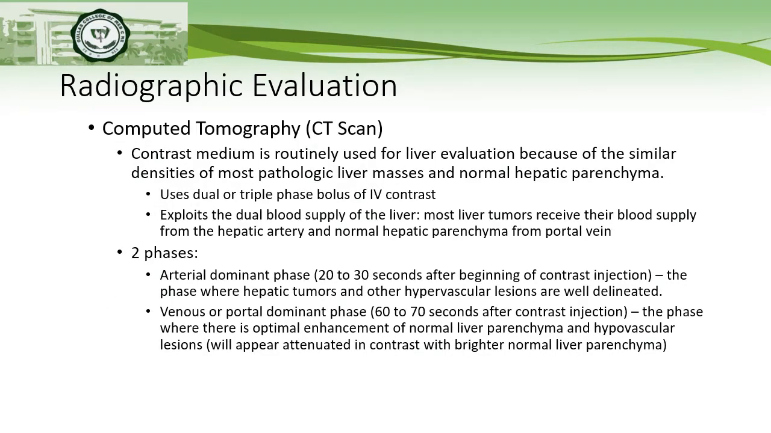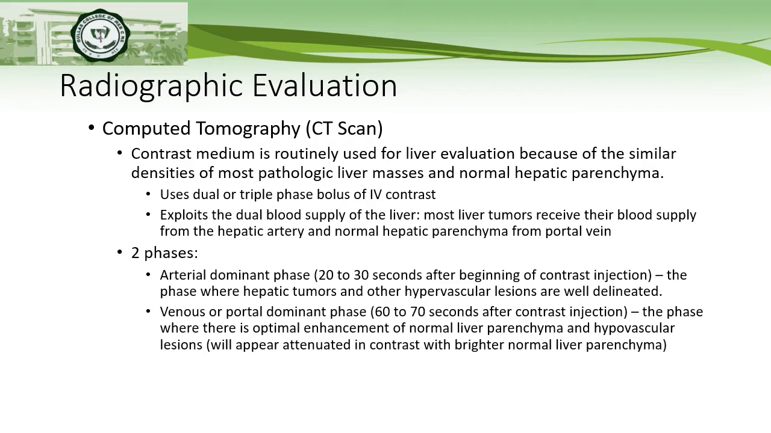With your computed tomography, or your CT scan, this produces a digitally processed cross-sectional image of the body from a large series of X-ray images. Contrast medium is routinely used in CT evaluation of the liver because of similar densities of most pathologic liver masses and normal hepatic parenchyma. Dual or triple phase bolus of intravenous contrast agent is performed to achieve the greatest enhancement of contrast between normal and pathologic tissues.